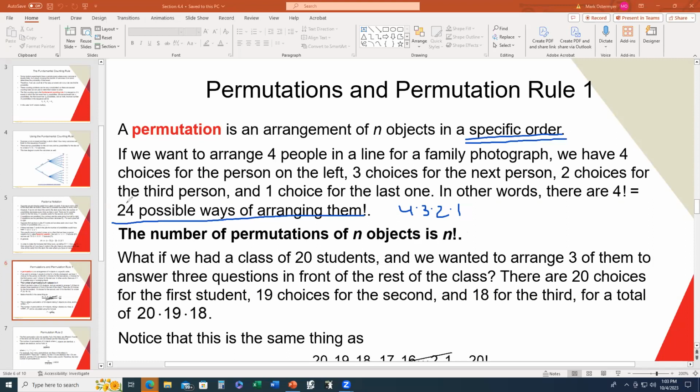What if we had a class of 20 students and we wanted to arrange 3 of them to answer 3 questions in front of the rest of the class? Now, we have 20 choices for the first student. But if we select a student from the 20 and keep that student out, then we only have 19 choices to make the second selection. If we keep that second student out, we only have 18 choices to make the third selection. So there's 20 times 19 times 18 different ways of selecting 3 students from 20 students in a particular order.